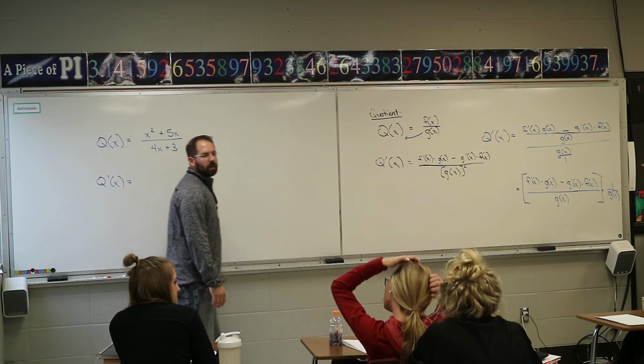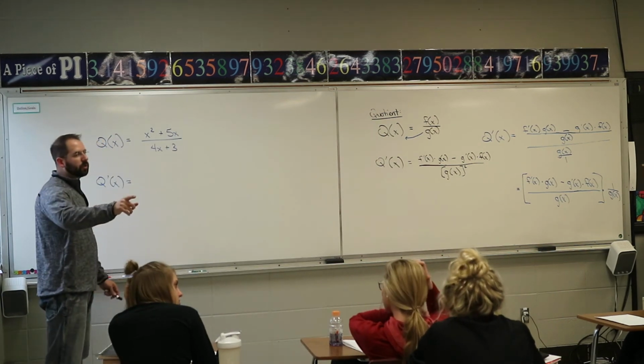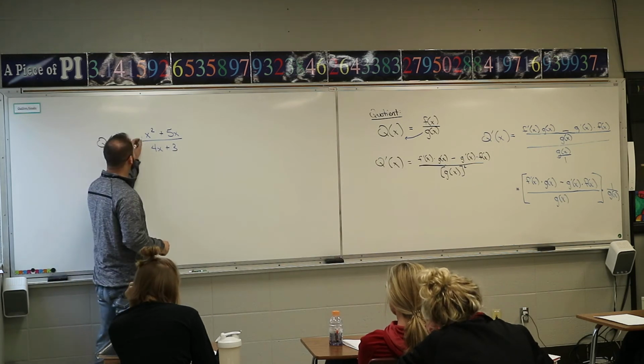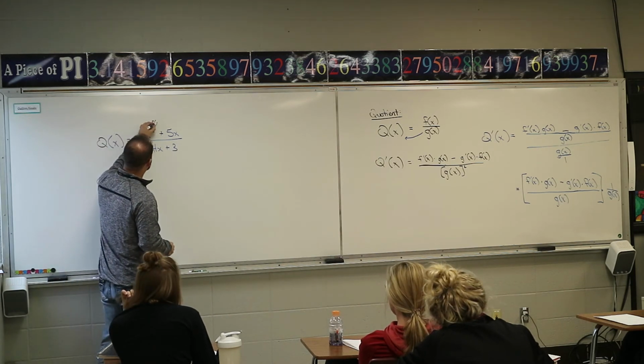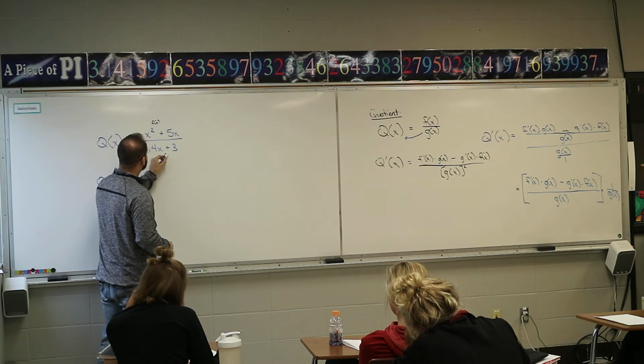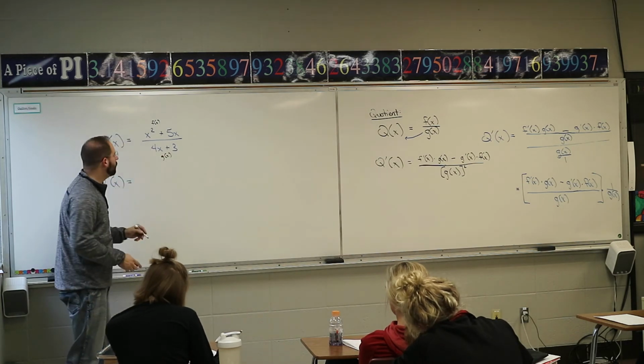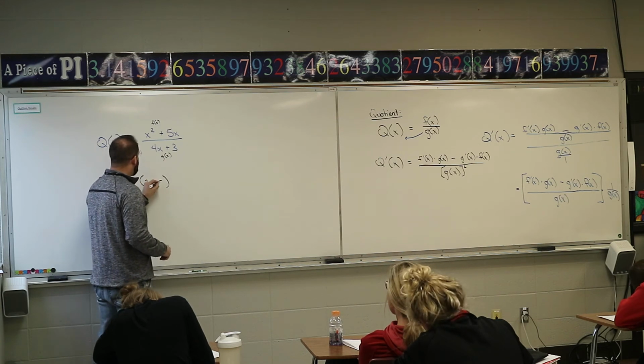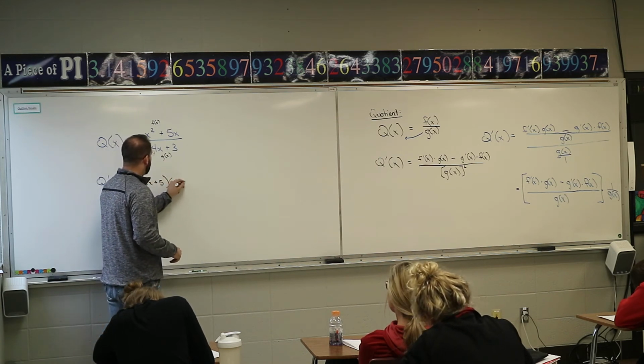Let's go through this. So, derivative of the top. If we find the derivative, because again, this is my f of x up here, this is my g of x. That's how I'm thinking about it for my whole function, right? So what's the derivative of the top? 2x plus 5. 2x plus 5 times the bottom, 4x plus 3.